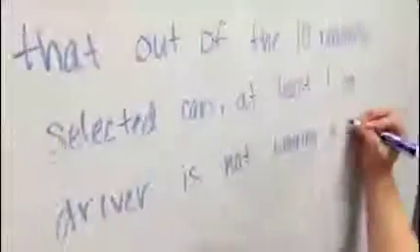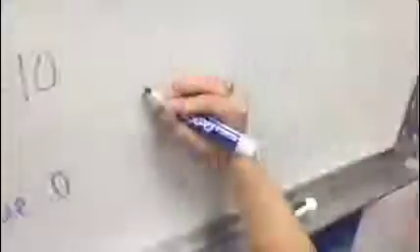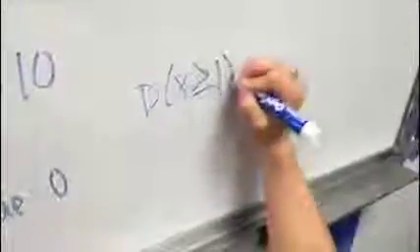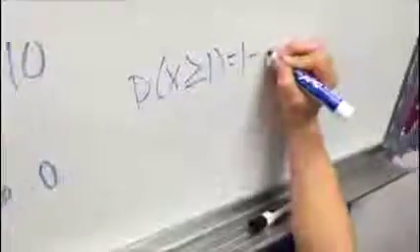Lastly, what is the probability that out of the 10 randomly selected cars, at least one car driver is not wearing a seatbelt? This is also a CDF problem, but this time it wants to know the sum of the probability of x being greater than or equal to 1, which means 1 minus the probability of x equals 0.